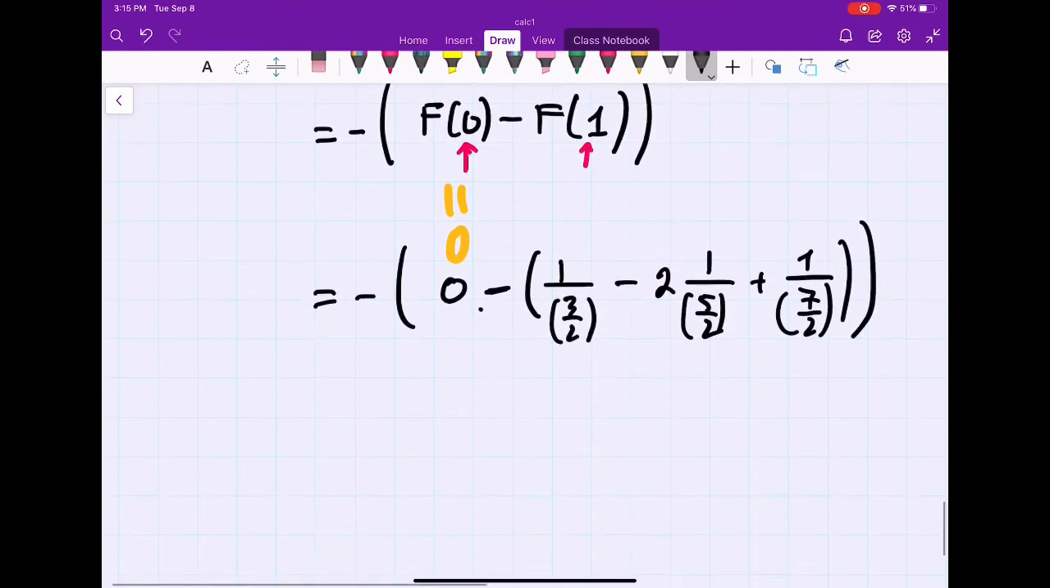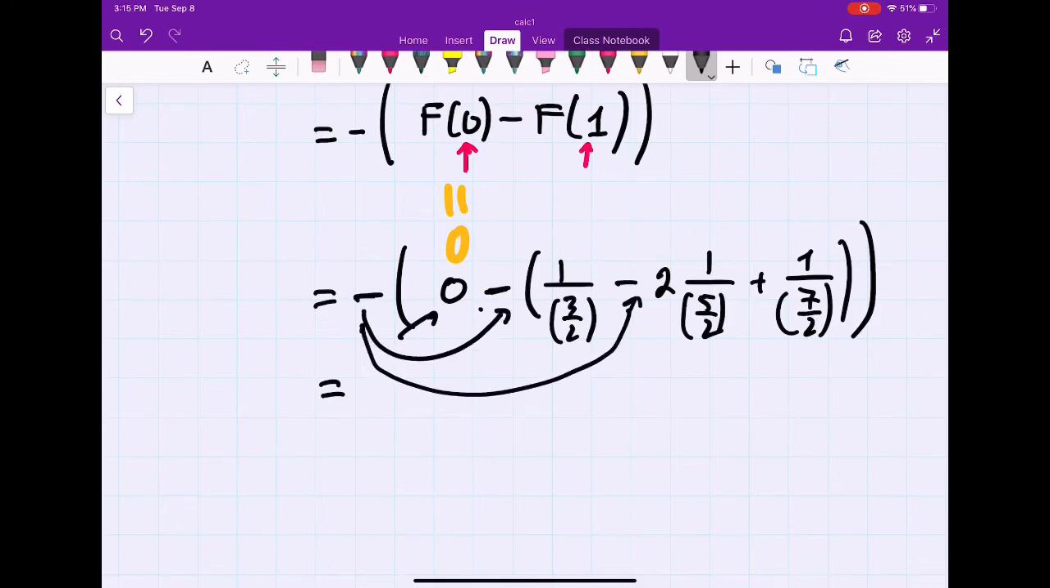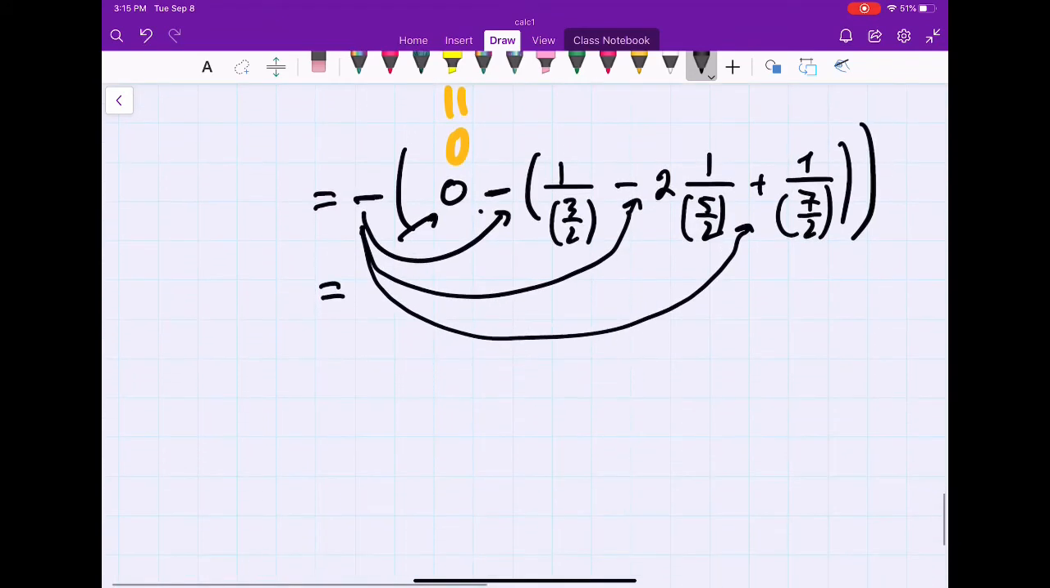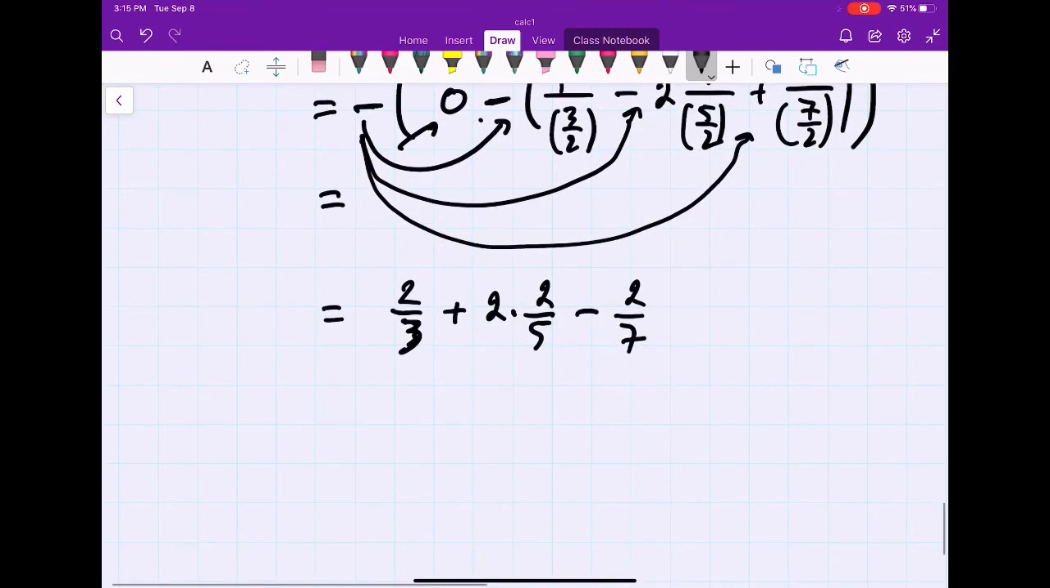And now I think we can simplify this. 0 is just 0. Negative with negative is plus. Negative with negative is plus. Negative with plus is negative. So I have 2/3 plus 2 times 2/5 minus 2/7. Now we just simplify this and we get what we need. So here it should be 2/3 plus 4/5 minus 2/7.